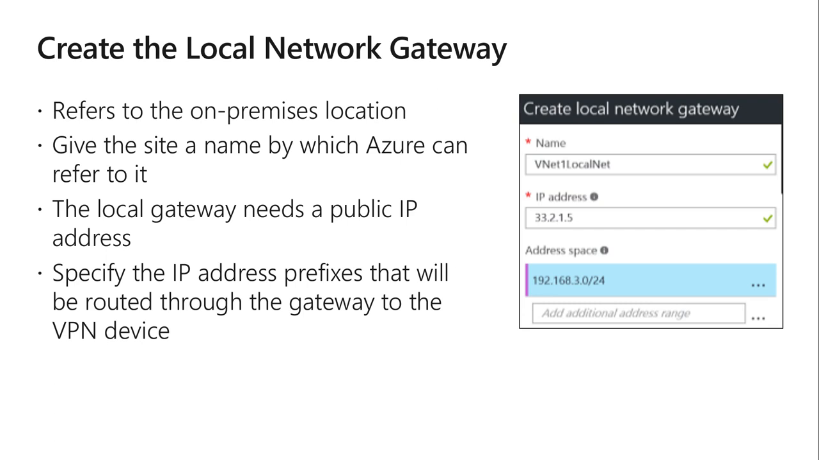And next, you need to create the local network gateway, right? The local network gateway typically refers to the on-premises location. You give the site a name by which Azure can refer to it, then specify the IP address for the on-premises VPN device for the connection. You also need to specify the IP address prefixes that will be routed through the VPN gateway to the VPN device. The address prefixes you specify are the prefixes located on the on-premises network. The IP address means the public IP address of the local gateway, not the private IP address.